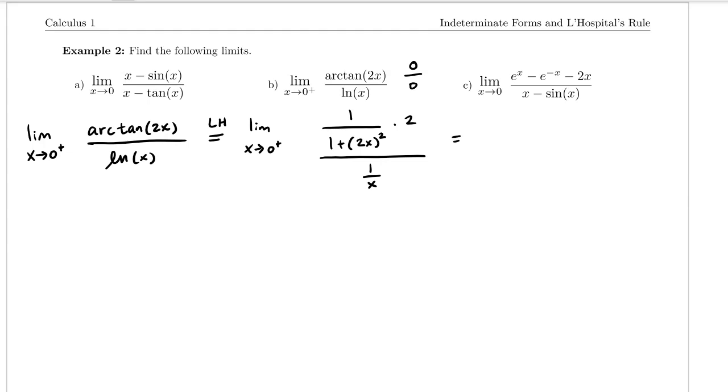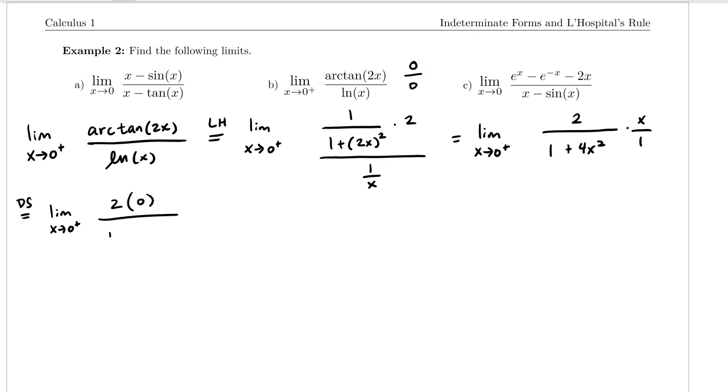And so if we do some algebraic maneuvering, I'm going to rewrite my numerator as 2 over 1 plus 4x squared, and then I can multiply by x over 1. And I'm going to use direct substitution now, so I have 2 times 0 over 1 plus 4 times 0 squared, and that's going to simplify to 0 over 1, or just 0 for that question.